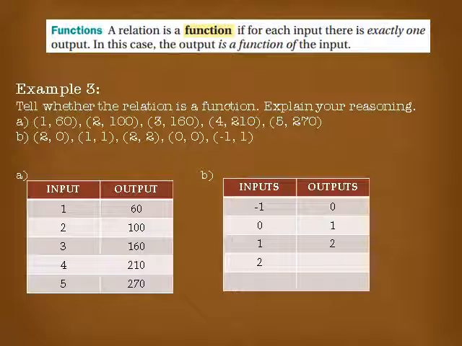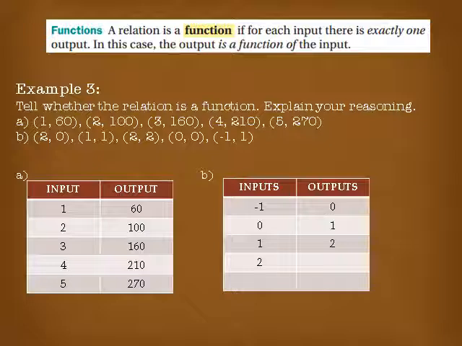So here's some examples. Tell whether a relationship is a function. Explain your reasoning. So if I look at the ordered pairs, which you can see are down here in table A as well: 1, 60; 2, 100; 3, 160; 4, 210; 5, 270. For every one number I put in, am I getting the same number out? So if I put 1 in, I'm only getting 60. I'm not seeing any other options. So at this point, this appears to be a function.